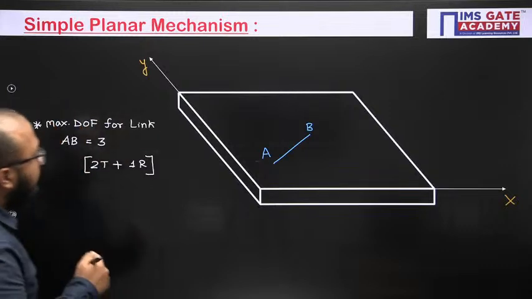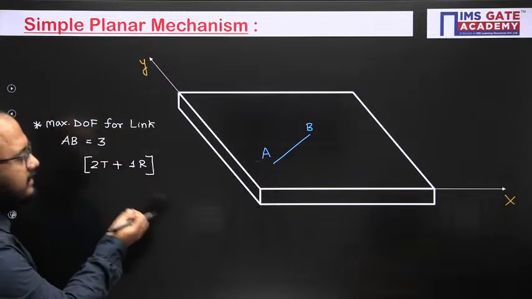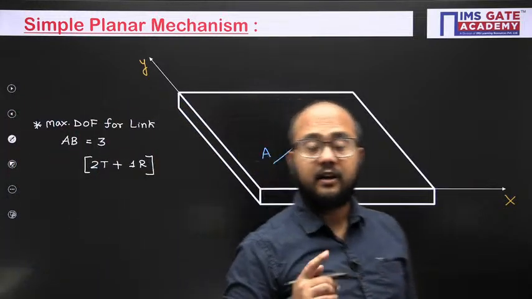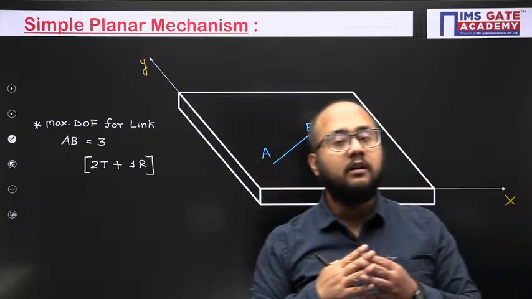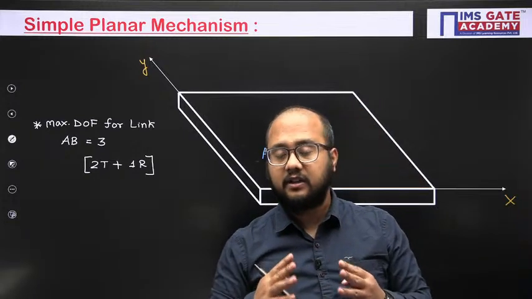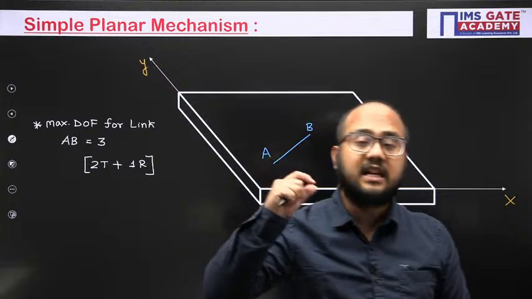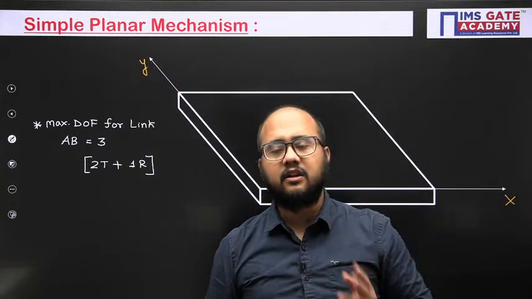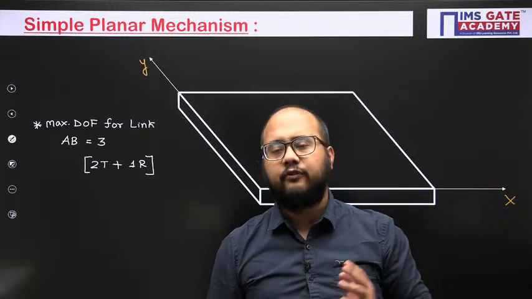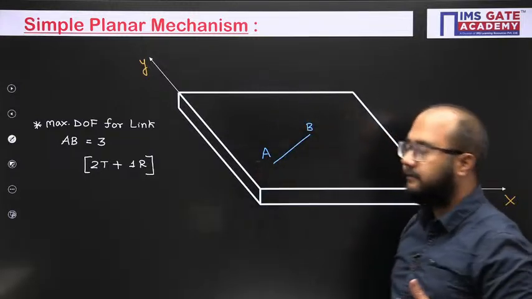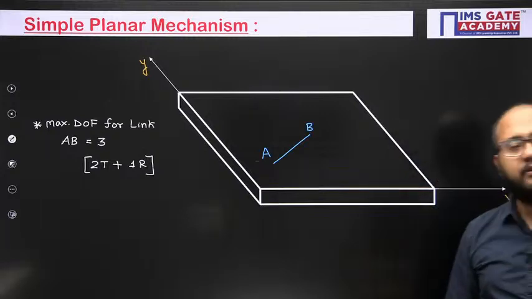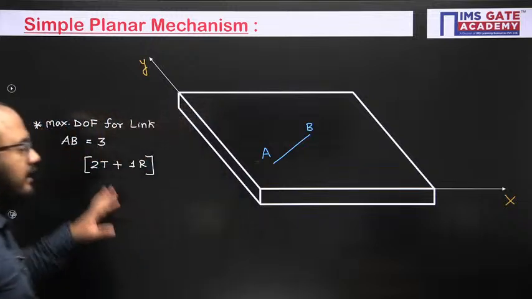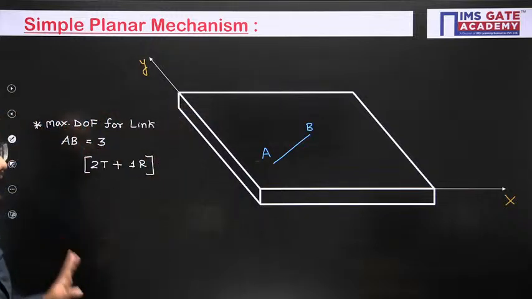Okay. Now let us suppose that this AB link gets connected with another link. I told you, whenever a connection is formed, you will find that there is some loss in the degree of freedom. Whenever a connection is formed, there will always be a loss of degree of freedom. So we will understand here how the degree of freedom is lost whenever there is a connection. But till this point, I hope everyone has understood why the degree of freedom of link AB is 3.